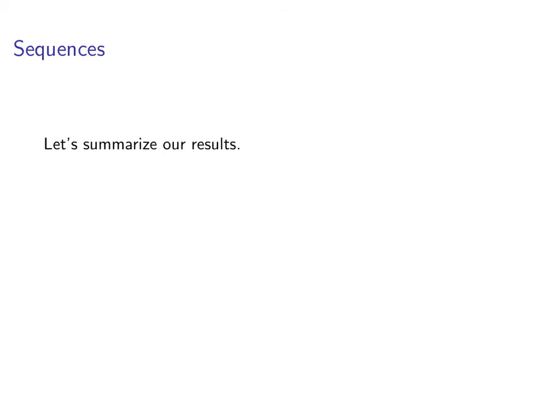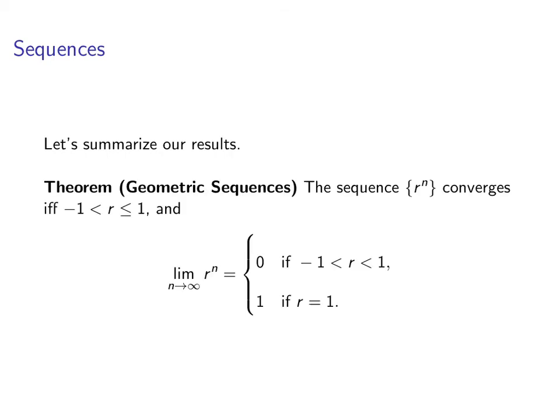Okay, let's summarize everything that we've calculated there. We have this theorem that tells us about geometric sequences, that the sequence r to the n converges if and only if the value of r is bigger than negative 1 and less than 1. And in that case, we can know what the limit is. The limit's going to be 0 if negative 1 is less than r is less than 1, and it's going to be equal to 1 if r is equal to 1.